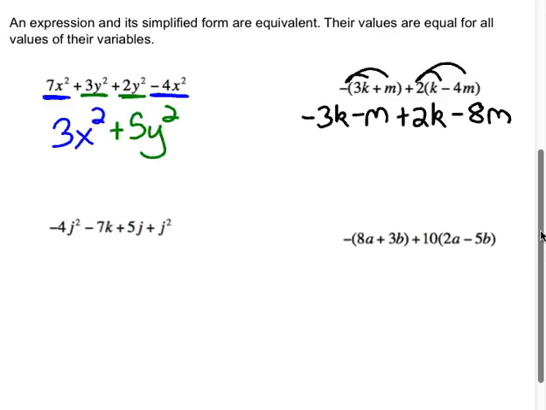Once I'm done that, now I'm ready to combine like terms. So I see negative 3k and a 2k. Well, negative 3 plus 2 is going to give me just a negative 1k. The negative m and the negative 8m, those are like terms as well. So I have negative 1 and I'm subtracting 8 more, so that's going to give me a negative 9m.